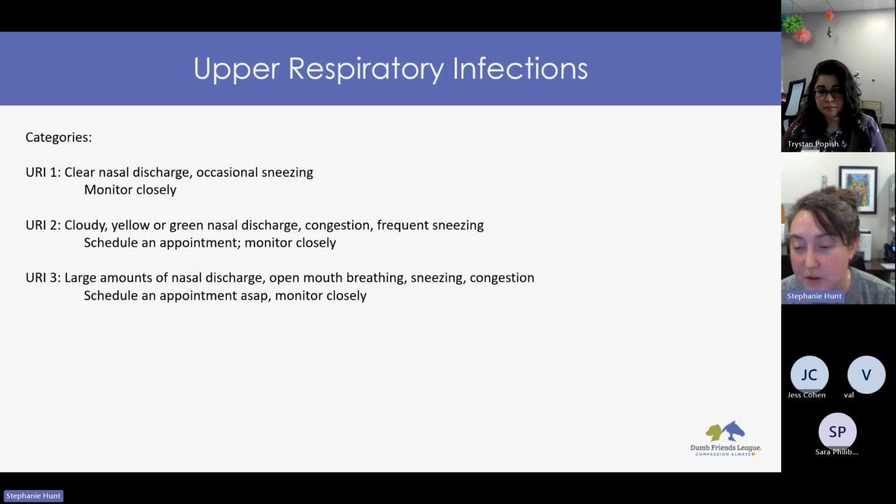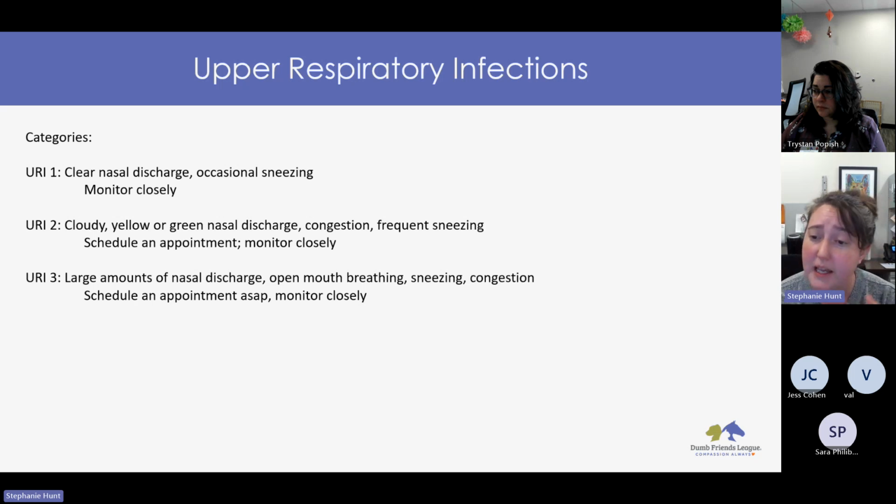With URI 3s, if they're in a foster home, we're going to recommend using a humidifier or having them in the bathroom when you take a shower, so they have that steamy heat to help try and decongest them. With a URI 3, we do want to get them in as soon as possible. We want to keep a really close eye on them. Again, same things that you're looking for.